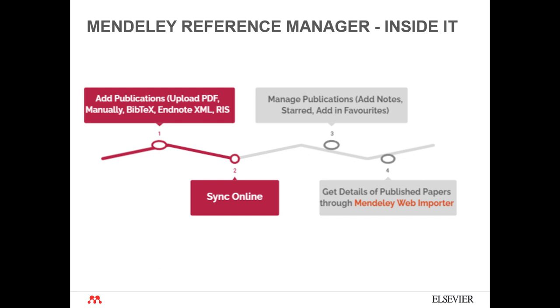And after that, you can manage your publications, you can add special notes, you can star them so that it will show you the important publications for you. You can add publications into the favorites folder as well. And then you can get the details of published papers through Mendeley Web Importer. So wherever you have published any paper, you can get it into your Mendeley Reference Manager through the Mendeley Web Importer feature. It is basically added into your browser. Any browser you can incorporate, so that you can get all the details of your published papers into your Mendeley Reference Manager.